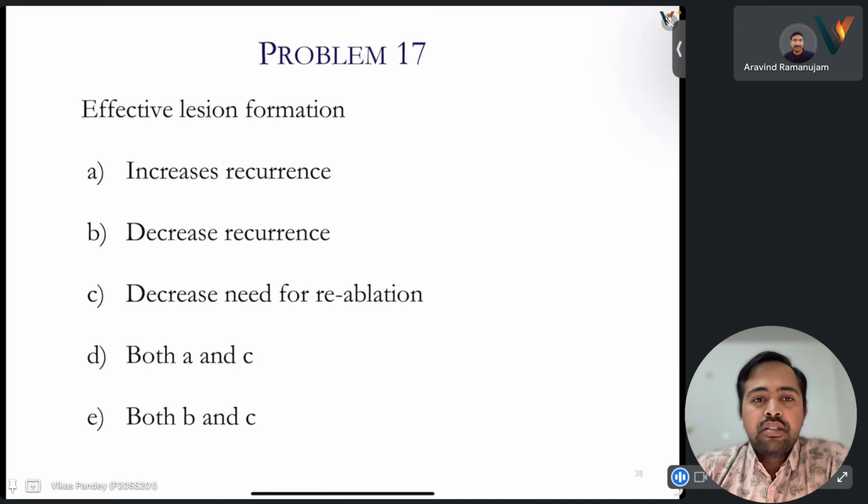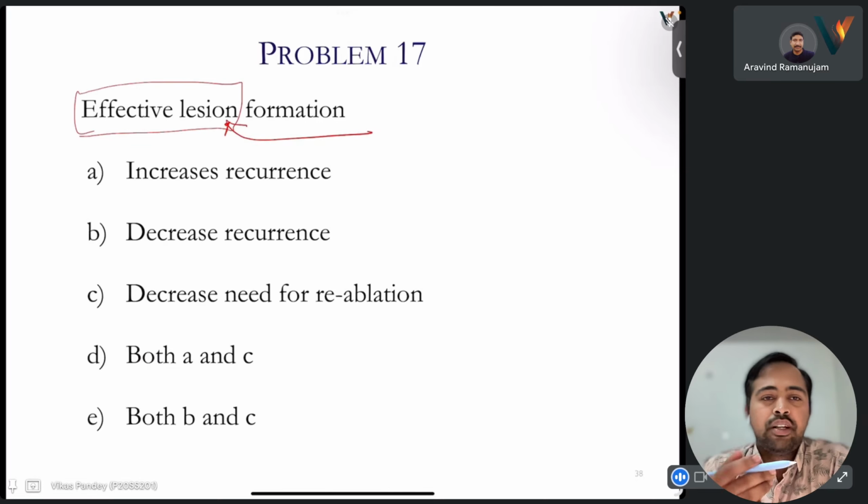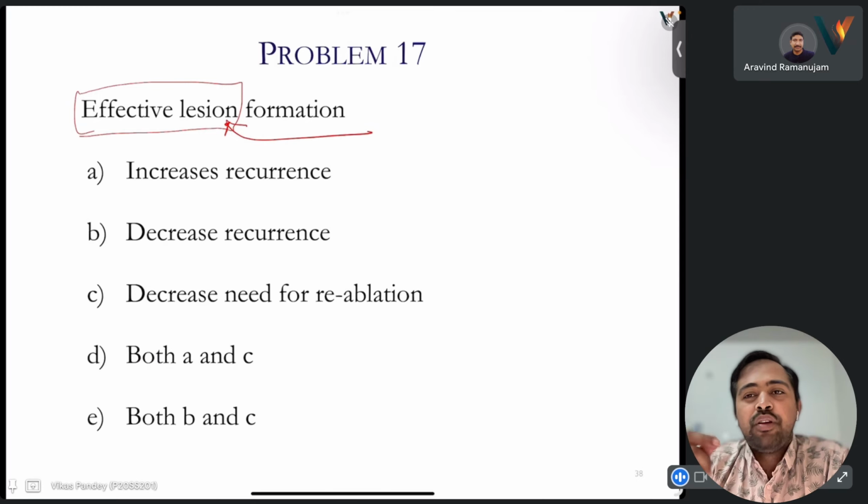Now, what does effective lesion formation do? It increases the reoccurrence, decreases reoccurrence, decreases the need for reablation, both A and C, or both B and C. Lesion is generally said in terms of some problem, but here we are calling the ablated area, which has been ablated, a lesion. So if it is formed effectively, will it increase the reoccurrence? Will it decrease the reoccurrence? Or will it decrease the need for reablation?